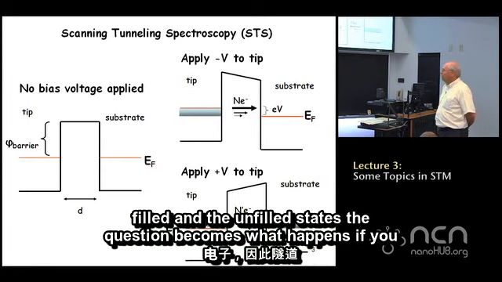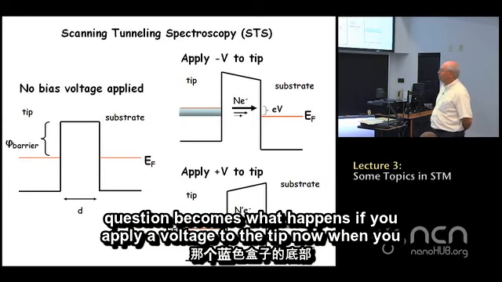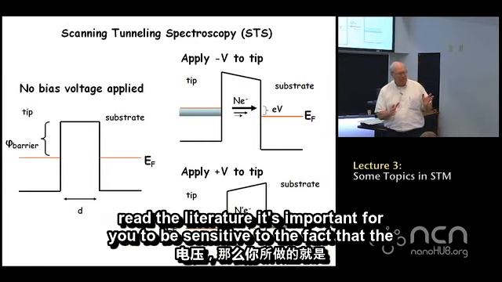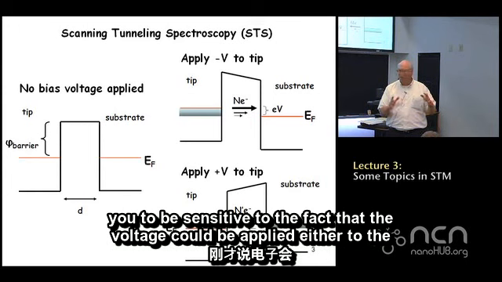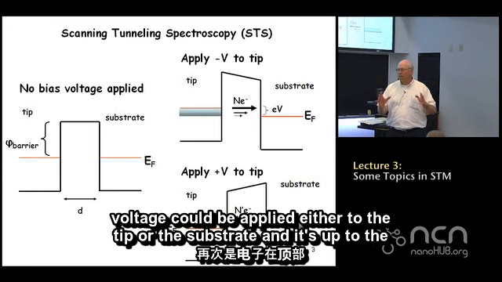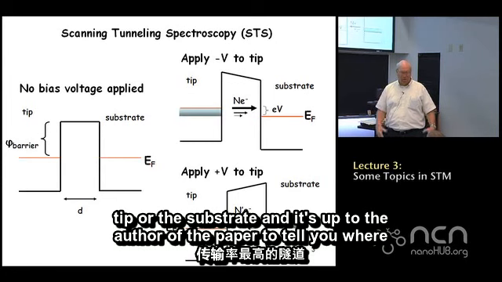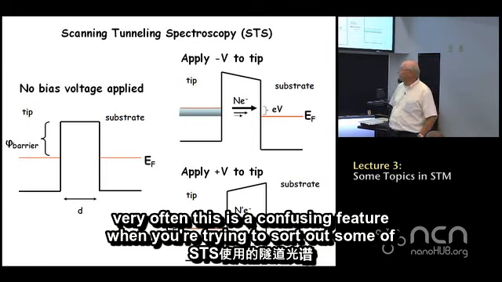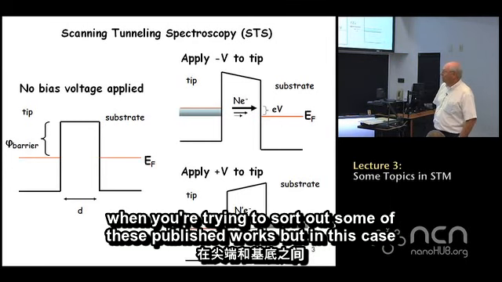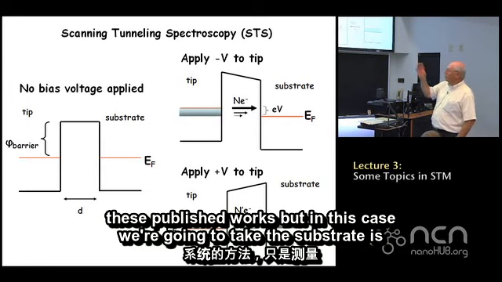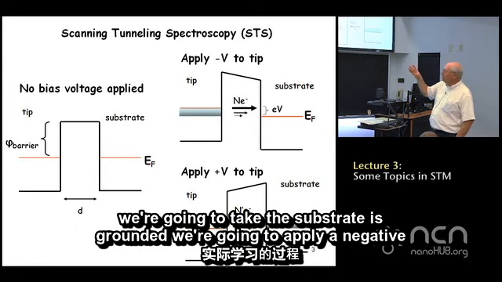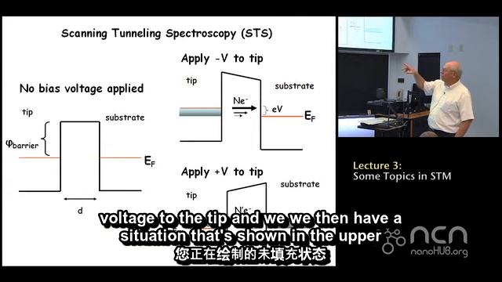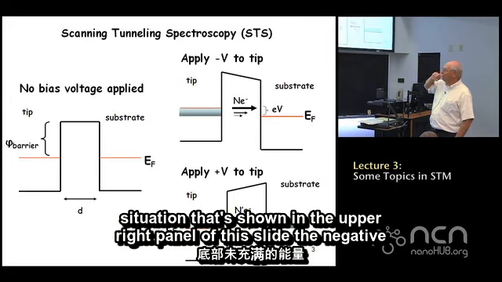The question becomes, what happens if you apply a voltage to the tip? Now, when you read the literature, it's important to be sensitive to the fact that the voltage could be applied either to the tip or the substrate. It's up to the author of the paper to tell you where the voltage is applied with respect to. Very often this is a confusing feature when you're trying to sort out some of these published works. But in this case, we're going to take the substrate as grounded. We're going to apply a negative voltage to the tip, and we then have the situation shown in the upper right panel of this slide.